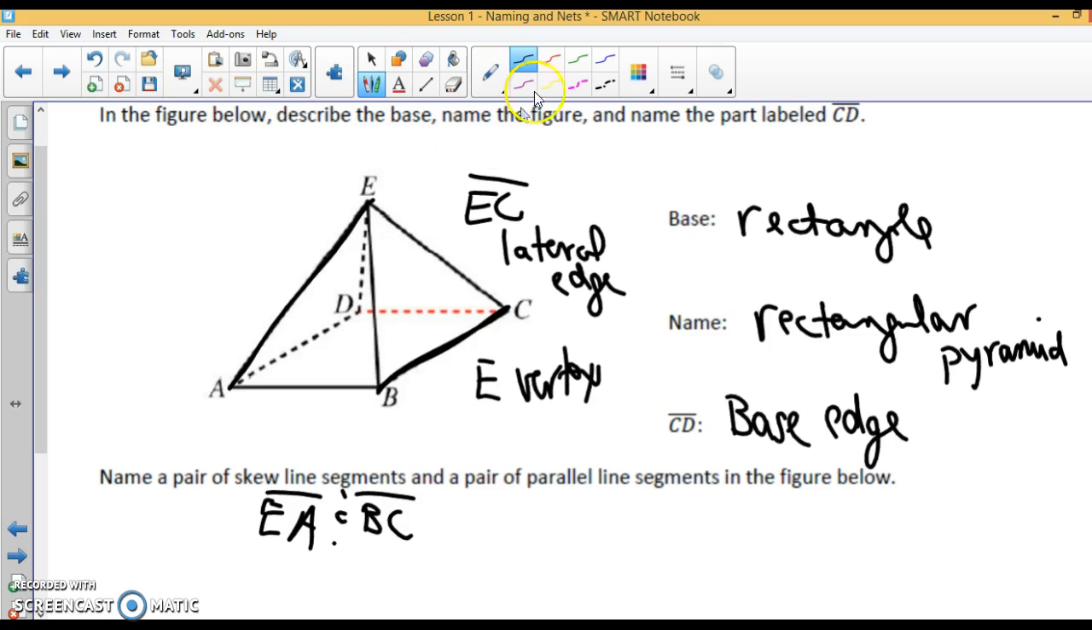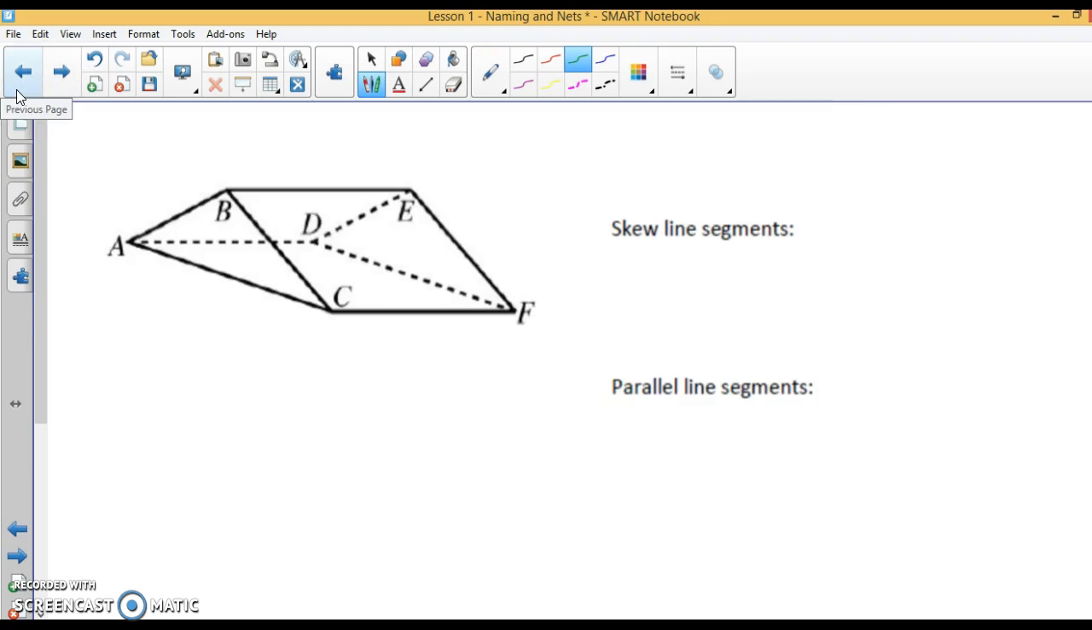Now, if I did DC and AB, those are parallel. They're not skew because they're in the same plane. They're both on the base. And again, I will be showing this in class on actual solids. It makes it easier.